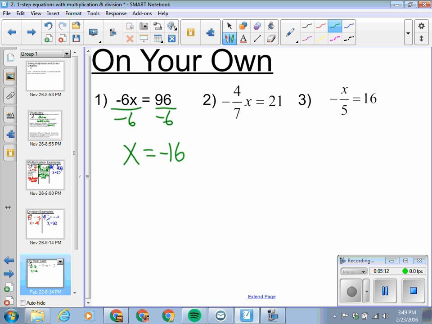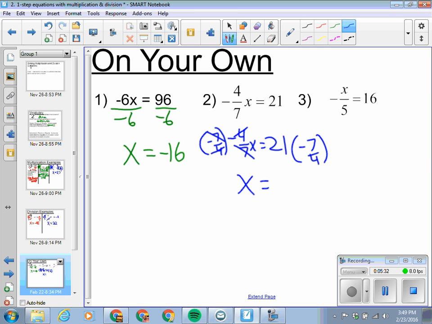Negative 4 sevenths x equals 21. I'm going to go ahead and rewrite this so I have some room to work. We're going to do this by multiplying both sides by the reciprocal. So we factor out 7s, factor out the 4s, left with x. And we have kind of a big number here, 21 times negative 7. I didn't write this one correctly, but it's okay. Nothing wrong with the fraction answer: negative 147 over 4.